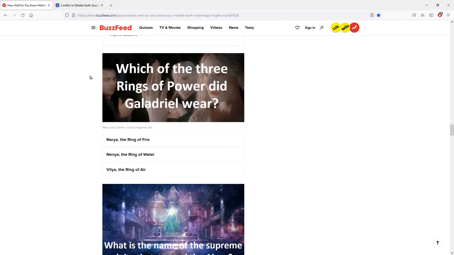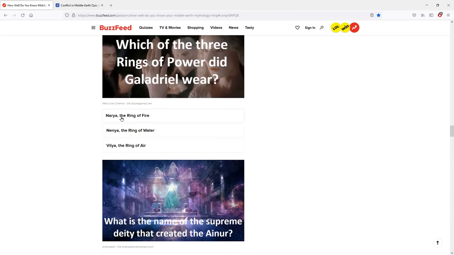Which of the three rings of power did Galadriel wear? Narya, the ring of fire, Nenya, the ring of water, Vilya, the ring of air. Okay, so, the ring of fire is given at the very beginning to Círdan, the shipwright. And then Círdan gives that ring to Gandalf when he gets to Middle-earth.